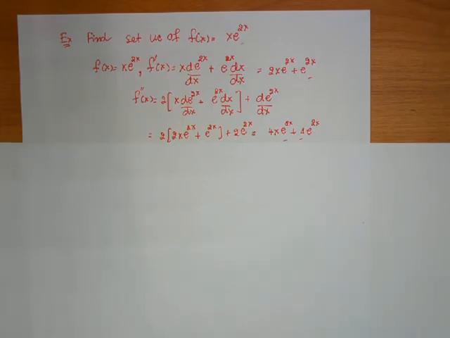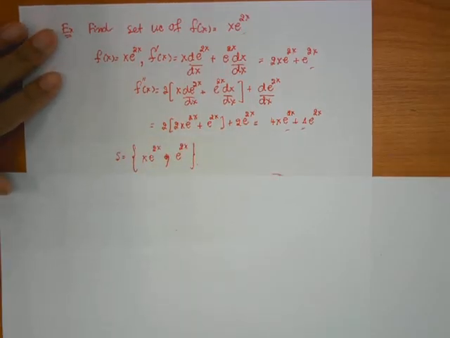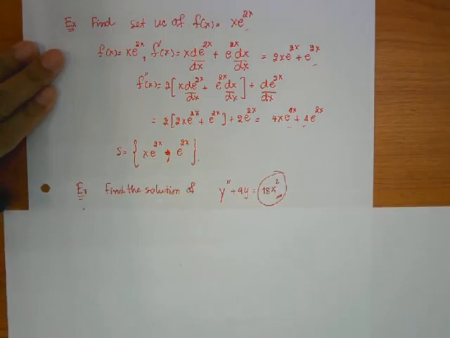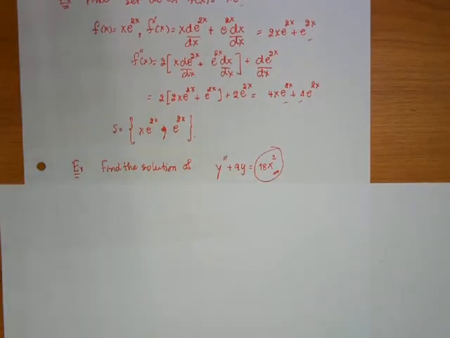If you take a look at this closely, you would find that there are only two functions here, which are x times exponential of 2x and exponential of 2x, right? Then you get to write down the UC set of this function: x times exponential of 2x and exponential of 2x. Now, we are going to find the solution of the differential equation, because we already know how to find the UC set of it.